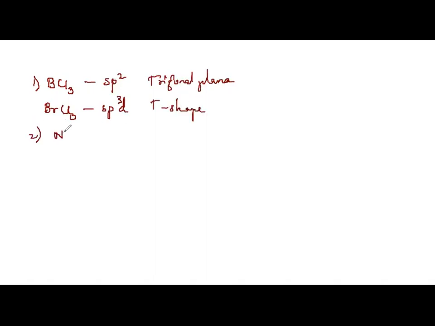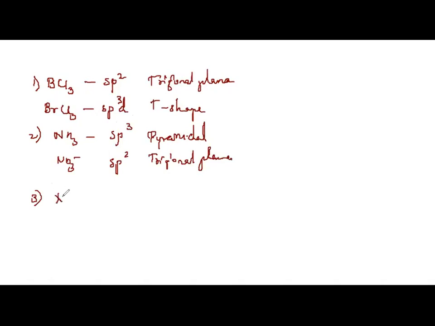Second option is NH3 and NO3 minus. We have seen this many times. NH3 is sp3, NO3 minus is sp2. NH3 geometry is pyramidal and NO3 minus is trigonal planar. Third option, it is NF3 and BF3. NF3 hybridization is sp3 and BF3 hybridization is sp2. Here also it is pyramidal and this is trigonal planar.